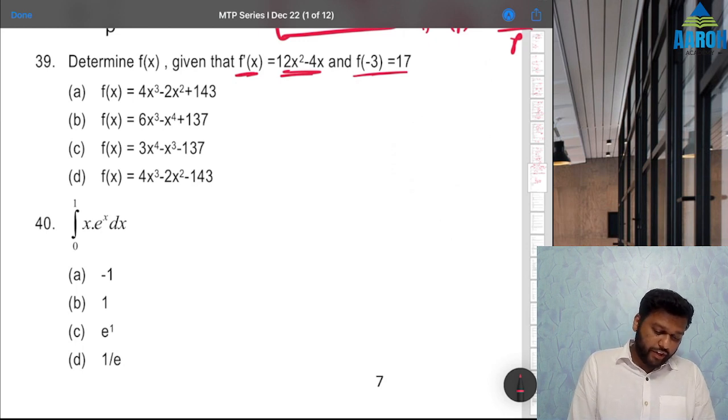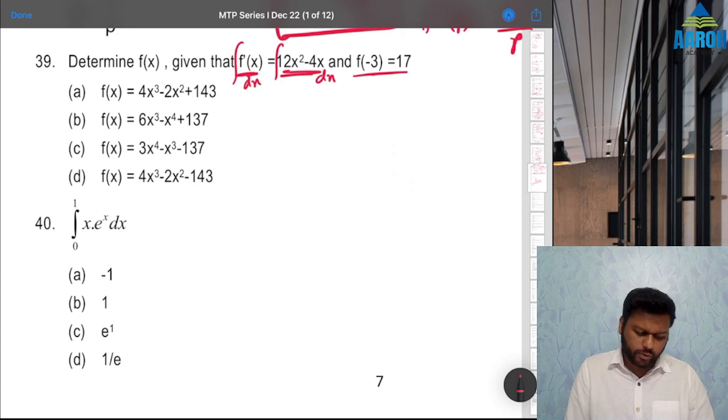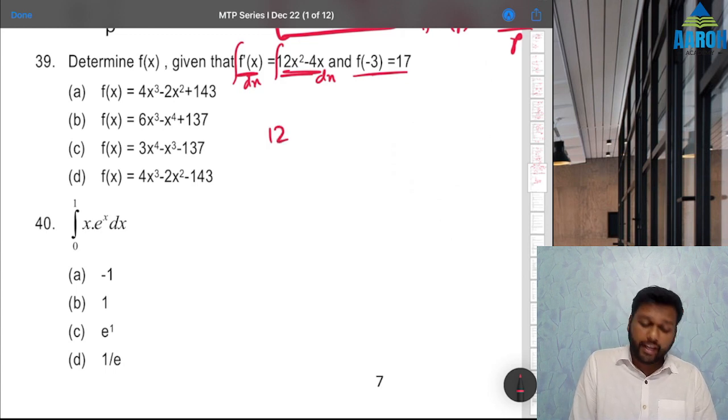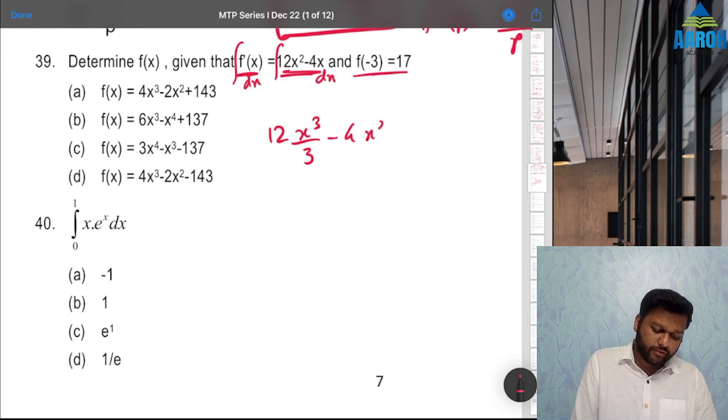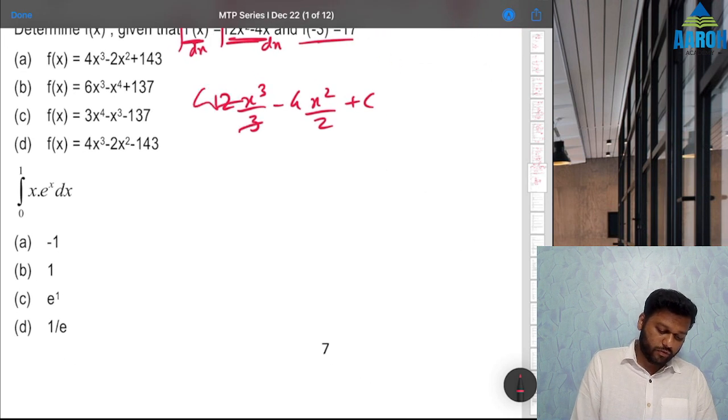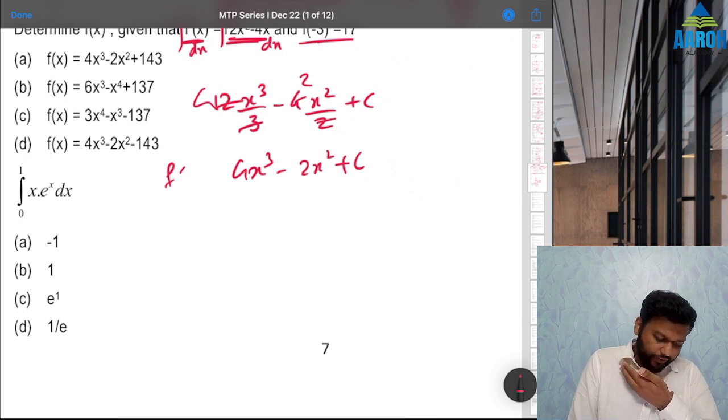If we have f dash x, that is the derivative, as this, let's take integration of both sides with respect to x. If we take integration of 12x square, 12 will remain as it is, x square will become x cube by 3, minus 4 will remain as it is, x square by 2, and plus constant. So 4x cube minus 2x square plus c. That is f of x.